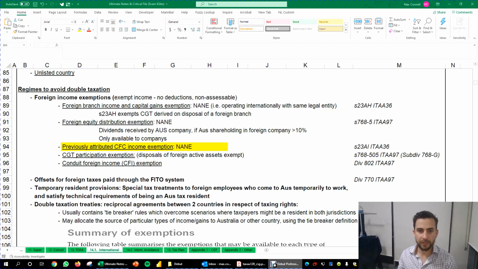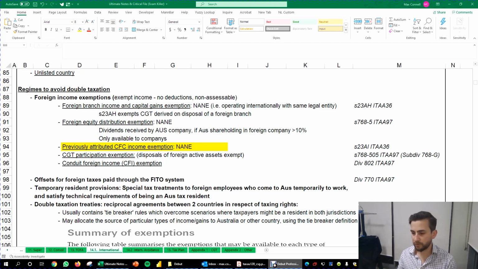But if you're a company and you receive dividends from a US company to an Australian company, and the Australian shareholding in the foreign company is greater than 10%, this distribution is actually exempt. It's non-assessable, non-exempt income. Okay, so moving on to the next exemption, which is previously attributed CFC income.